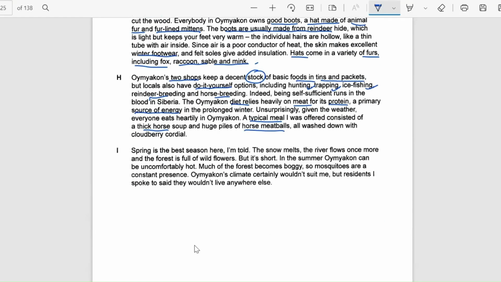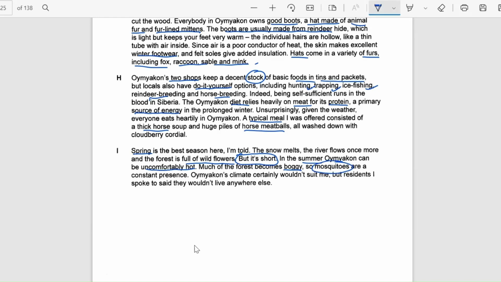And then finally, going to the last paragraph of the passage, spring is the best season here. The snow melts, the river flows once more. So what happens in spring? The forest is full of wildflowers, but it's short. So this is the time of the year, but it's short. And in summers, it can be uncomfortably hot. It can suddenly become very hot. The forest becomes boggy, and then there are mosquitoes.